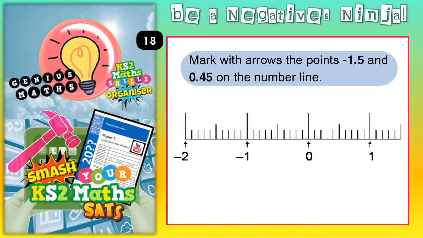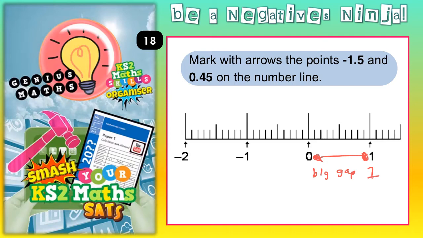Question number 18. Mark with arrows the points minus 1.5 and 0.45 on the number line. Well, let's figure out what's going on here. If we look at the gap between 0 and 1, let's stick to the positive side of the line to begin with, then we've basically got a big gap of 1, because 0 to 1 is a big gap of 1.